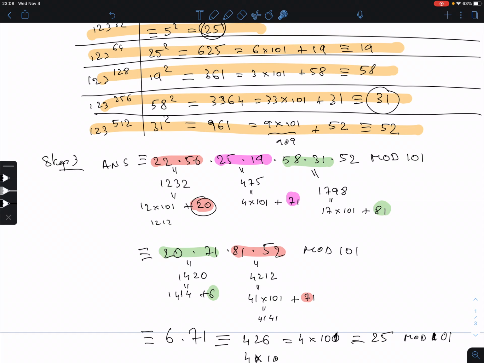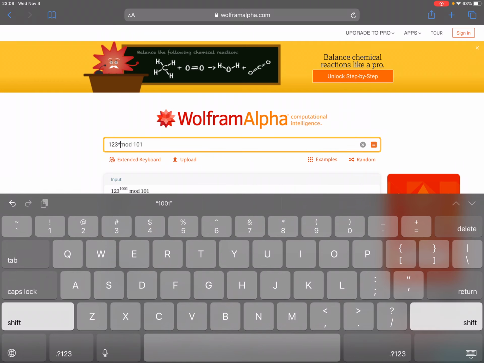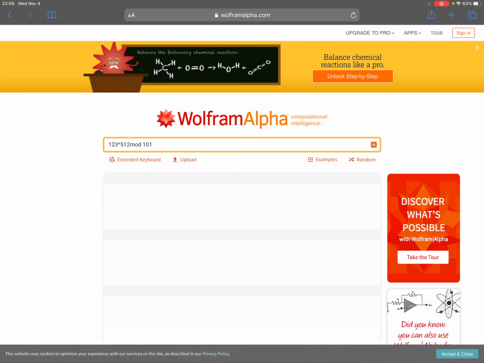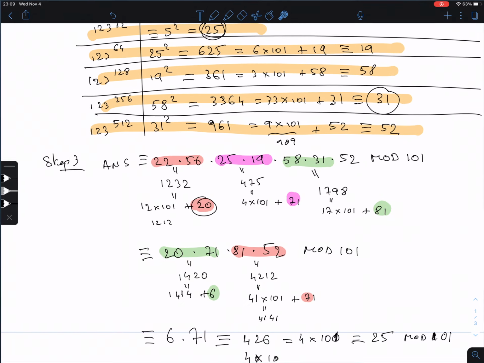Well, I see already the mistake, right? Because what I was doing here. This was 1212. No, that's 20. That's correct. And this was 401. That is 71. Well, let's see whether I got my powers right. If this number is not correct, then I made a mistake somewhere there. So I'm first calculating 123 to the power 512. Okay, that's 52. That was correct. So that's not my mistake. So my mistake was in putting these two together here.